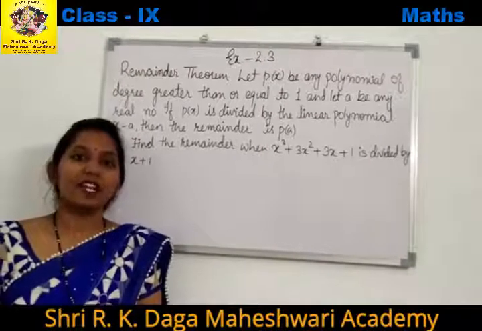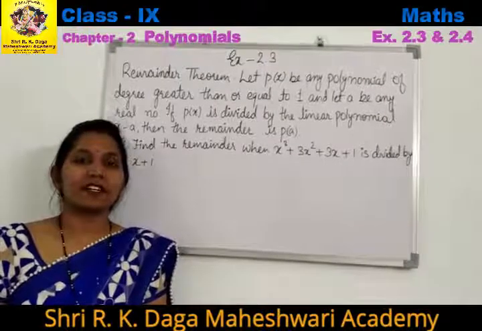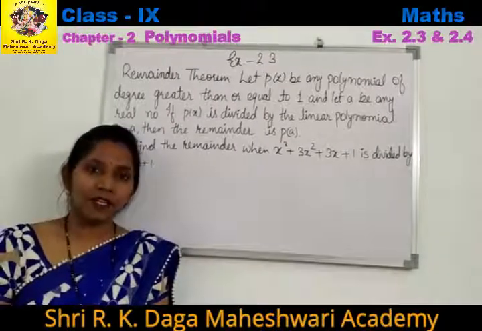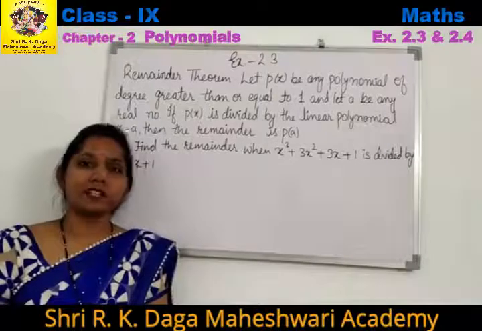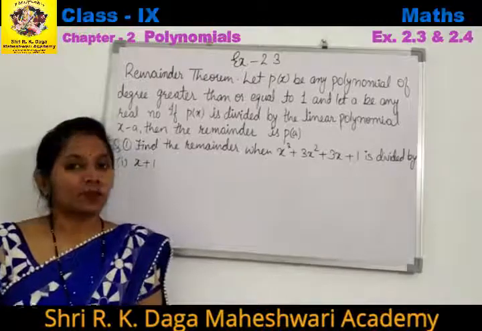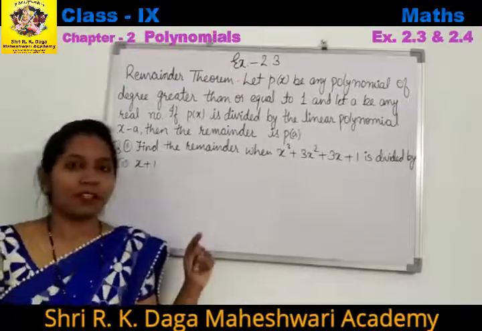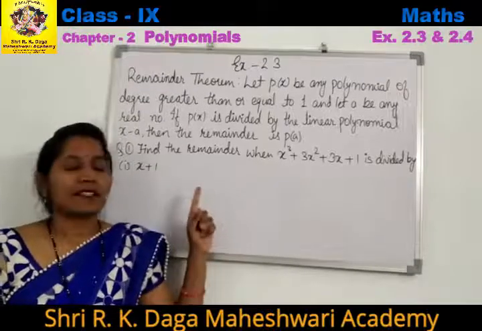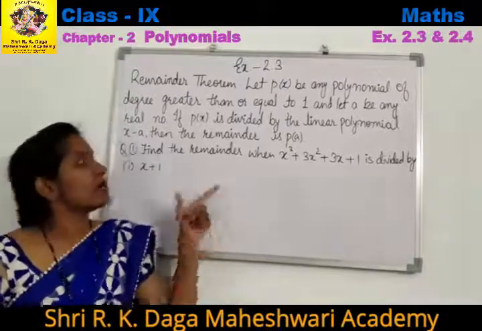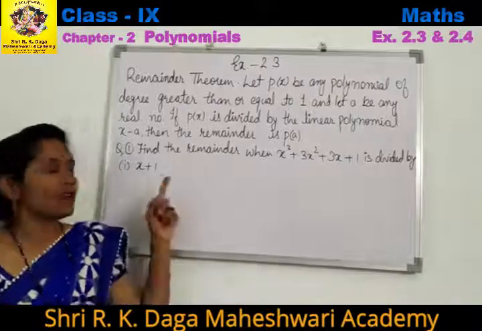In last class we started chapter 2, polynomials, in which we discussed what polynomials are, degree of polynomials, types of polynomials, zeros of polynomials, etc. In today's class we will discuss the remainder theorem and exercise 2.3, which is based on this remainder theorem. So let's start with this theorem.